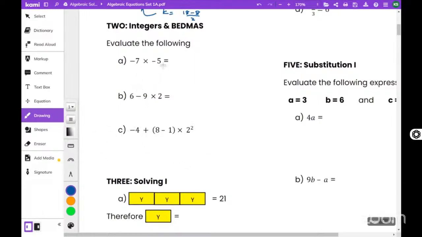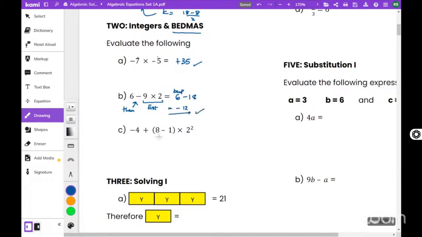A negative times a negative is a positive. So this is positive, and then 7 times 5 is 35. Done. Here we're going to use BODMAS. So we're going to do multiplication first, and then we're going to subtract after that. So this is going to become 6 minus 9 times 2 is 18. So we keep the 6. We work out the 9 times 2. 18 minus 6 is 12, but 6 minus 18 will be negative 12.